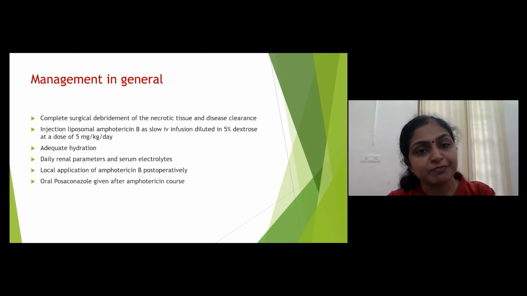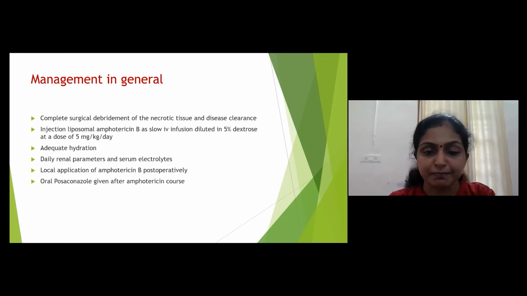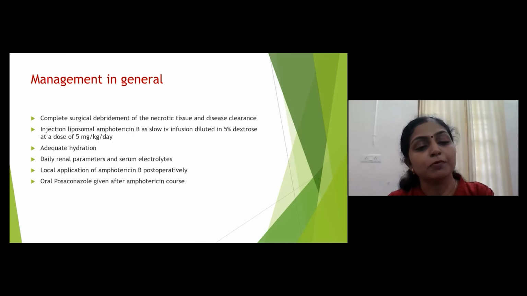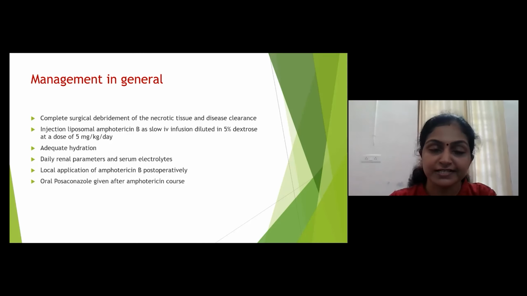Now coming to the management in general. Complete surgical debridement of the necrotic tissue and disease clearance was done in all cases. Injection liposomal amphotericin B was given as slow IV infusion diluted in 5% dextrose at a dose of 5 mg per kg per day. Adequate hydration was maintained. Daily renal parameters and serum electrolytes were checked. Local application of amphotericin B postoperatively and oral posaconazole were given after the amphotericin course.